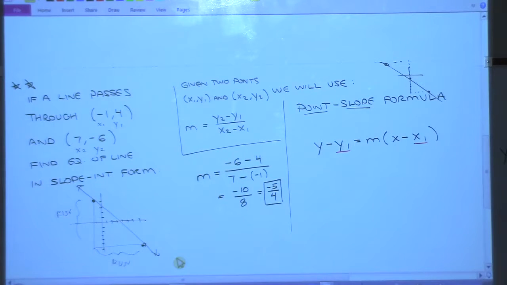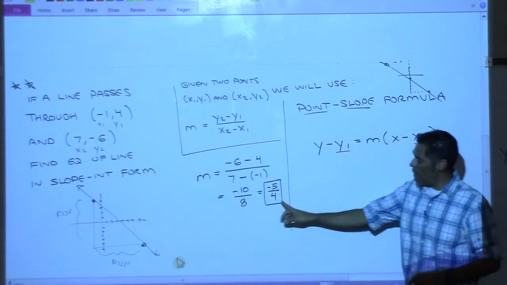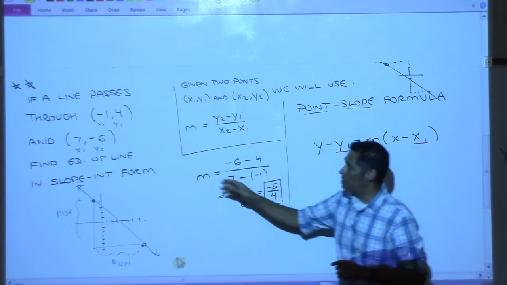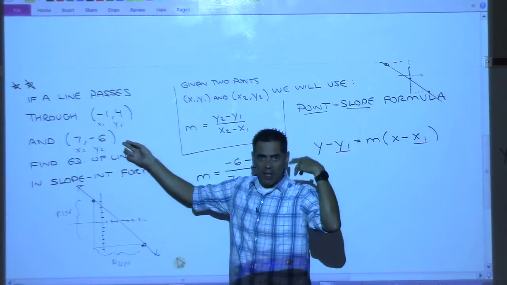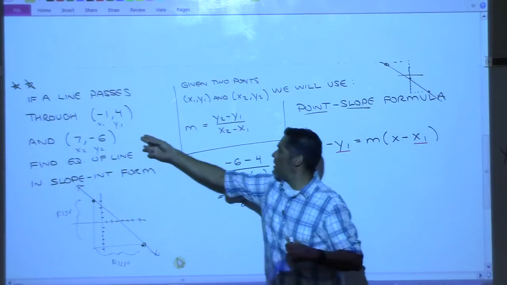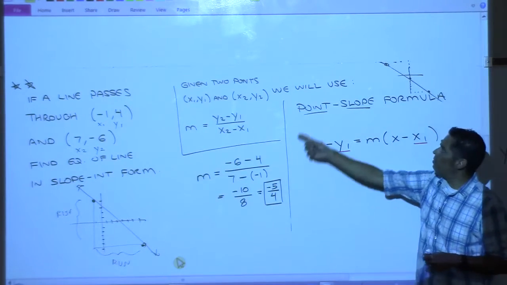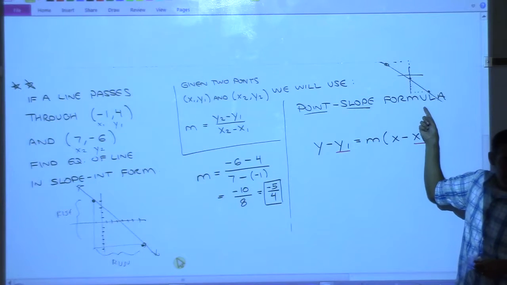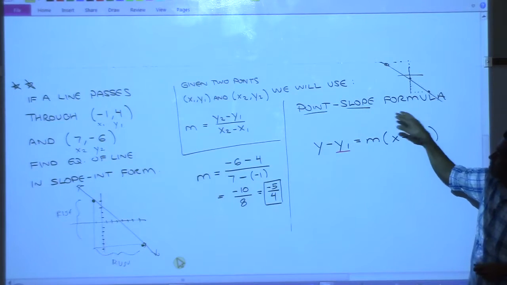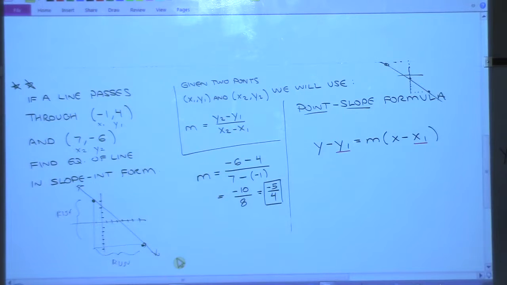The reason we can't use this one right now, though, is because we don't know what b is. b is always the y-intercept, and we don't know the y-intercept. All we know is the slope and 2 points. So just think about that. Point, slope, right? Point, slope. So we want to use this formula, the point-slope formula. Once we use that, then we can get it to this, okay?